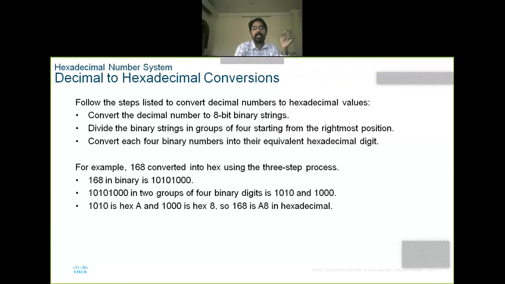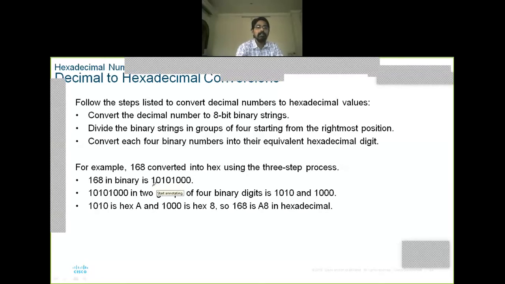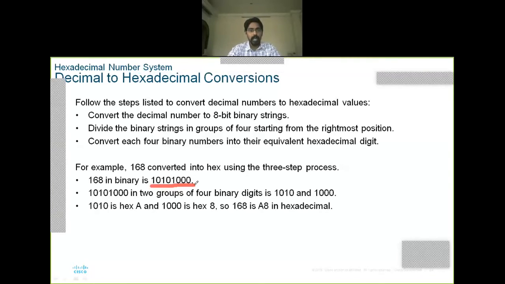Next, the basic format for converting a decimal number to hexadecimal is, first convert the decimal into binary. You already know converting decimal into binary. Then divide the binary into groups of 4, starting with the rightmost position. Convert each group into the equivalent hexadecimal. For example, 168 is to be converted into hexadecimal. The first step is to convert 168 into binary. What is the binary equivalent for 168? 10101000.